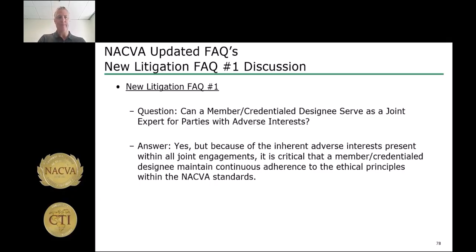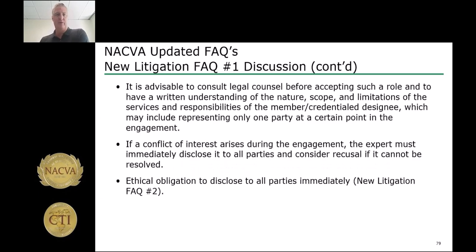Some additional clarification within that FAQ: it is advisable to consult legal counsel before accepting such a role, and to have a written understanding of the nature, scope, and limitations of the services and responsibilities of the member or credentialed designee, which may imply representing only one party at a certain point in the engagement. It also discusses that if a conflict of interest arises during the engagement, the expert must immediately disclose it to all parties and consider recusal if it cannot be resolved.